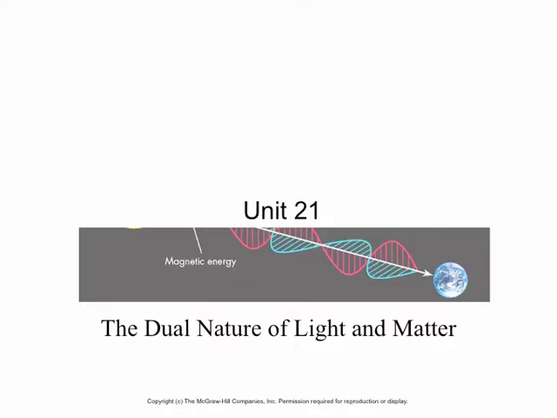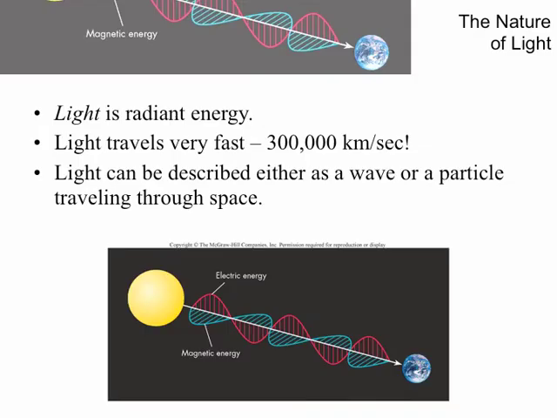Let's start by looking at the dual nature of light. What do we mean by dual nature? Well, to ask that question, let's first ask, what is light? Light can be looked at as a form of radiant energy, which travels extremely fast. 300,000 kilometers per second, in fact.